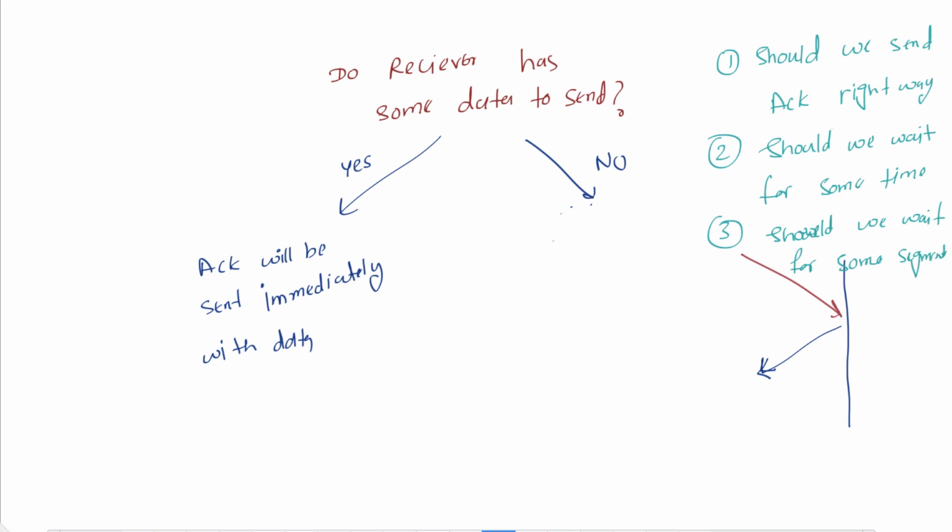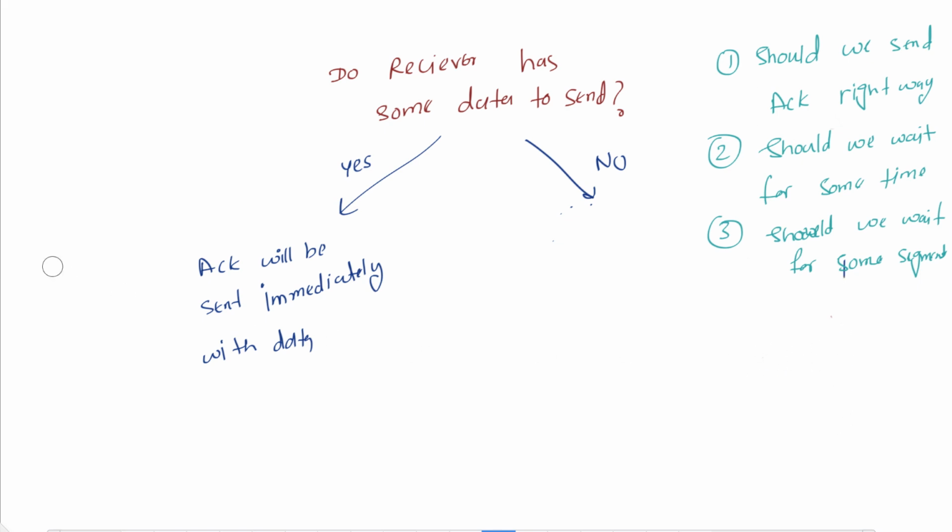Which means, should I be waiting for some time? Should I be sending ACK immediately, or should I be waiting for some segments? These are the 2-3 questions which are almost the same. I mean, these three questions are the same, which we need to answer at this point in time. So what do you think? What is the efficient strategy?